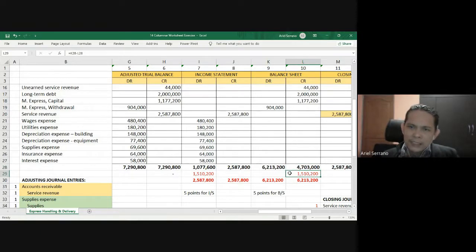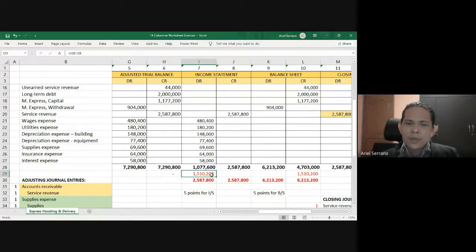If you will notice, this is the same amount in the income statement, because this amount, the discrepancy, represents your profit or loss. Remember, revenue less expenses equals your either profit or loss. If the revenue is higher than the total expenses, you will gain a profit. But if the total of the expenses is greater than your income or your revenue, there is a net loss.